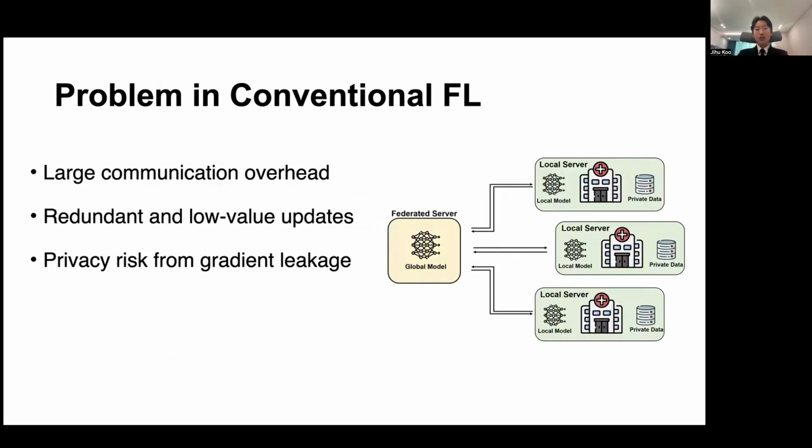However, traditional federated learning systems have three major issues. First, they suffer from large communication overhead because each client must transmit full model updates each round. Secondly, many updates are redundant and low value, which slows the training process. And third, gradients can leak private information, posing privacy risks. These three major limitations motivated the development of a more selective and efficient approach.